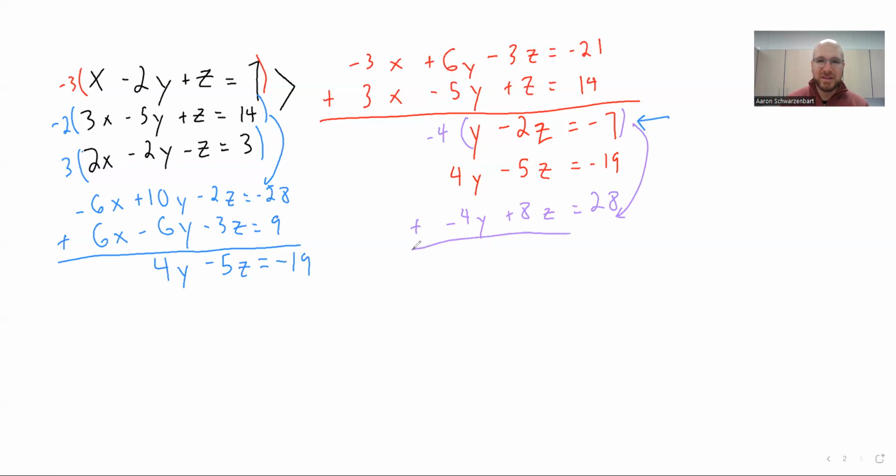When I add these together, I get 3z equals 9. Z equals 3, and that is correct. Now I will take one of my YZ equations, probably the one with the blue arrow next to it. So this one again. Doesn't matter which one, but that one is just Y. And I'm going to plug in my Z.